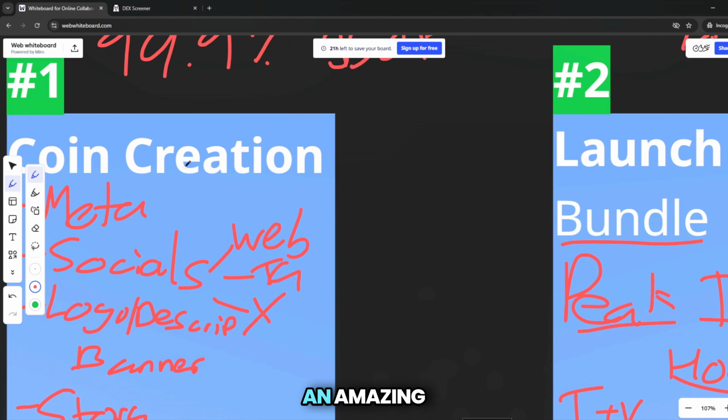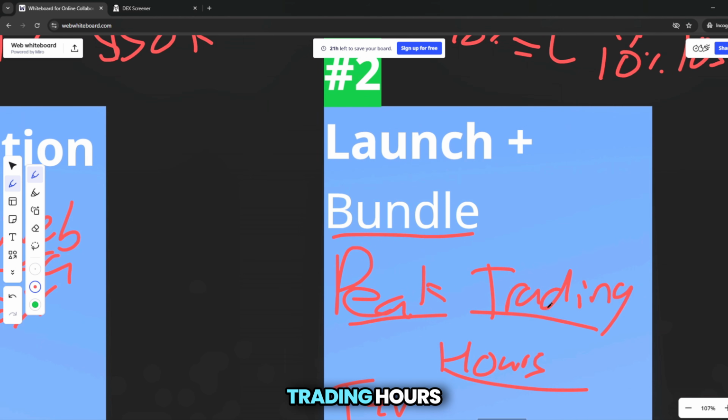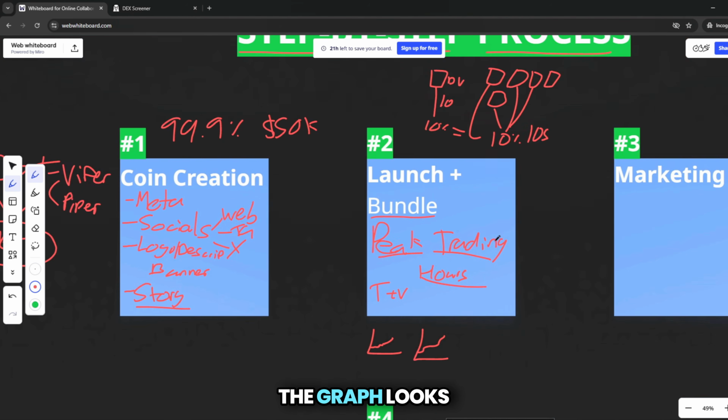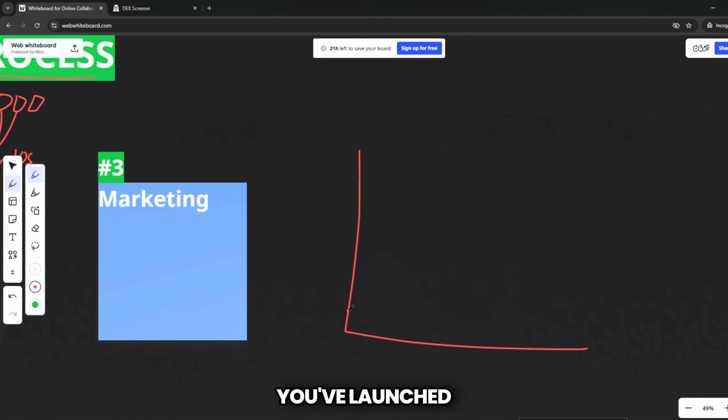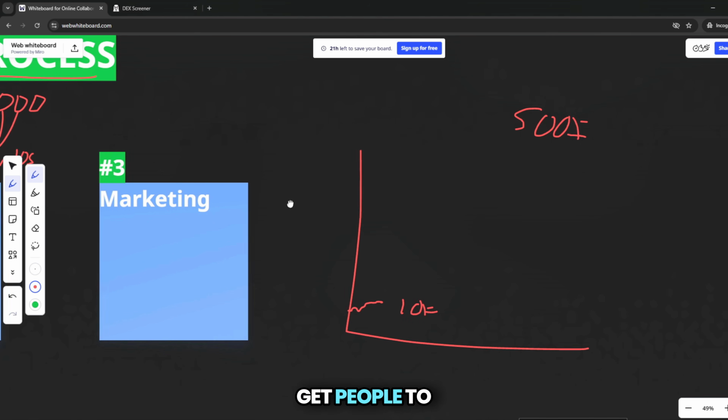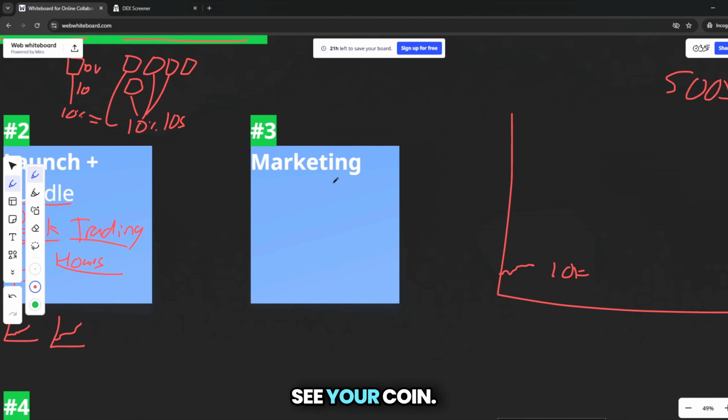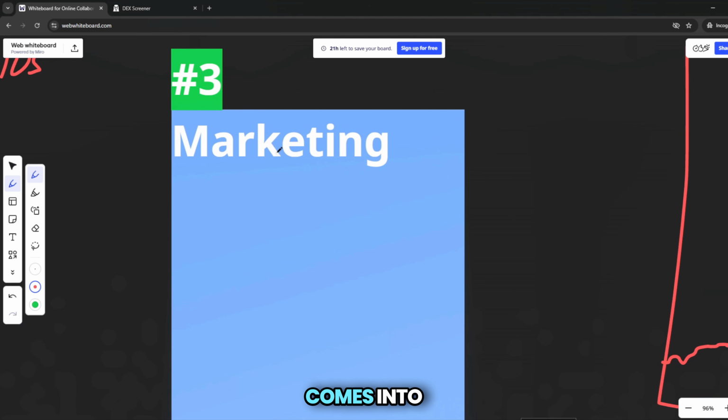So you've created an amazing coin, you've launched it during peak trading hours, and you've bundled it. The graph looks something like this. You've launched it, you've bundled it, price has gone up slightly. How do you get it from 10k market cap to 500k? The only way you do that is if you get people to buy it. And the only way you can get people to buy it is if they actually see your coin. And that is where marketing comes into play.